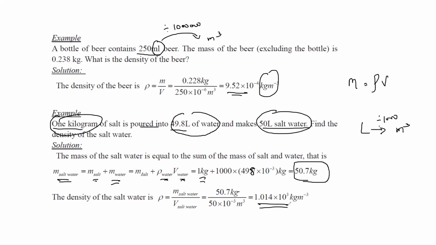The second example, how we work out the density of the salt water. Any doubt in this? So first we calculated the total mass and divided by the volume of the solution, the volume of the liquid, and we get the density of the salt solution.